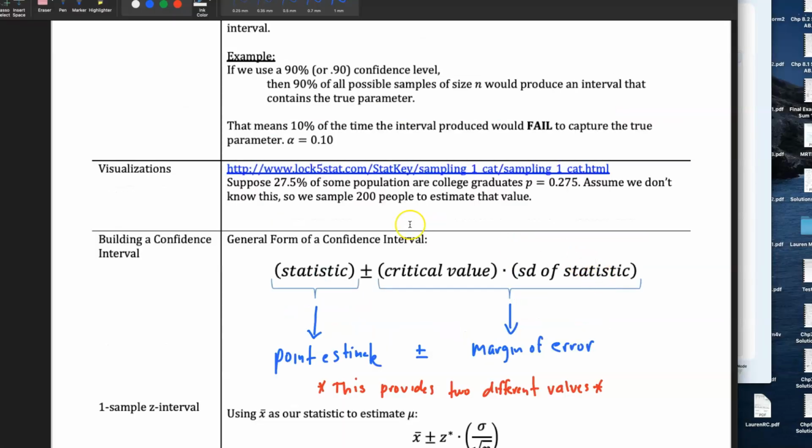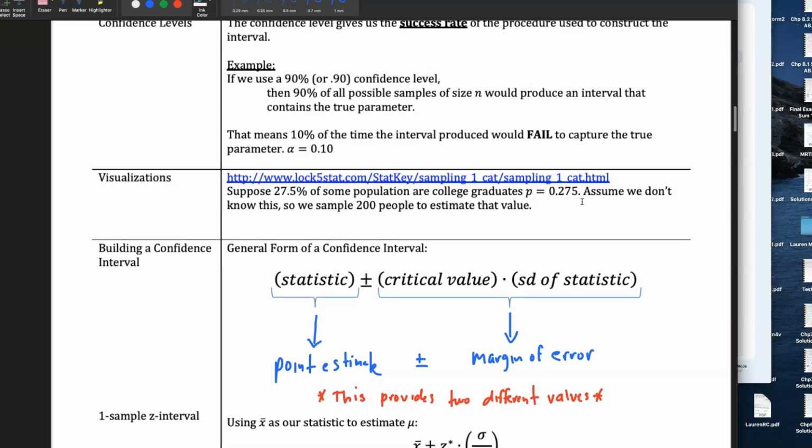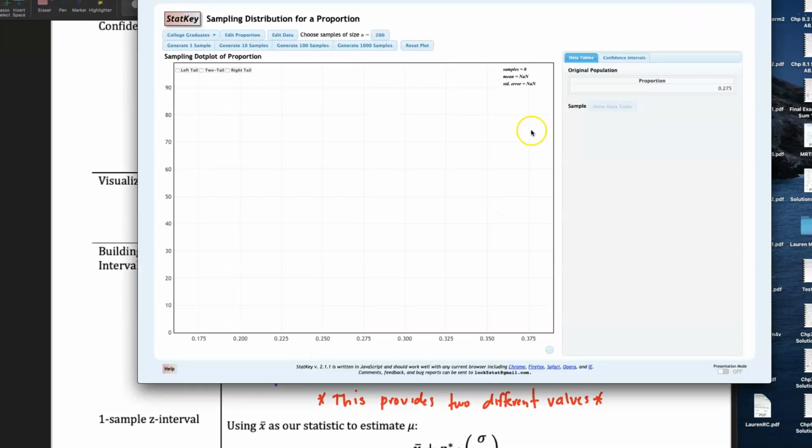And so let's take a visual of this situation here. Suppose 27.5% of some population are college graduates. Let's say we know that, okay? But let's assume we don't know this. That's the truth, but we don't know it. And we sample 200 people to estimate how many people in the population. So the idea is, in the real world, we don't know what the population parameter is, but let's say hypothetically we don't know it, but it is 27.5%.